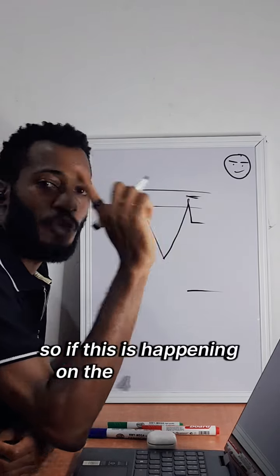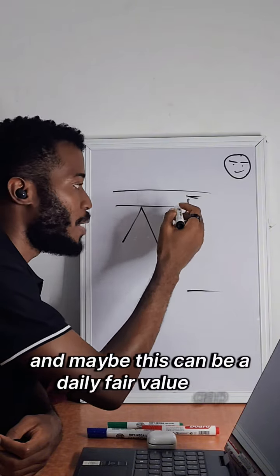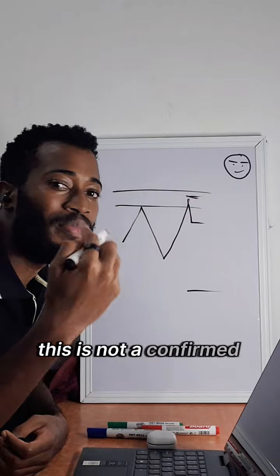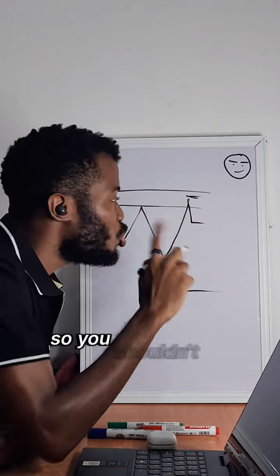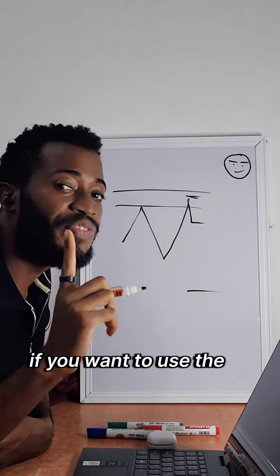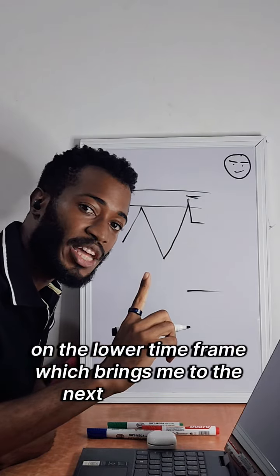So if this is happening on the 4-hour time frame, there's a 4-hour high here, and maybe this can be a daily fair value gap. If a 4-hour candle does not close back inside here, this is not a confirmed liquidity sweep of this 4-hour high, because this is 4-hour liquidity. So you shouldn't be using a 15-minute close back inside the range as an entry for this type of model. If you want to use the 15 minutes, what you're looking for is a change of character on the lower time frame, which brings me to the next entry model.